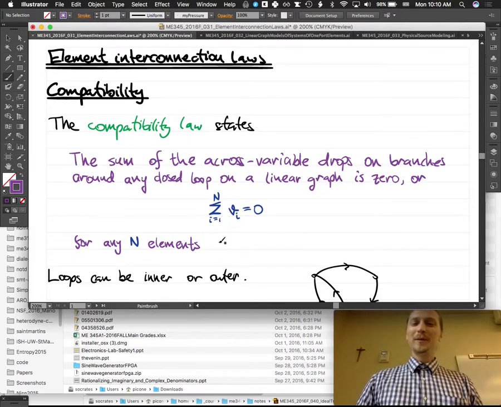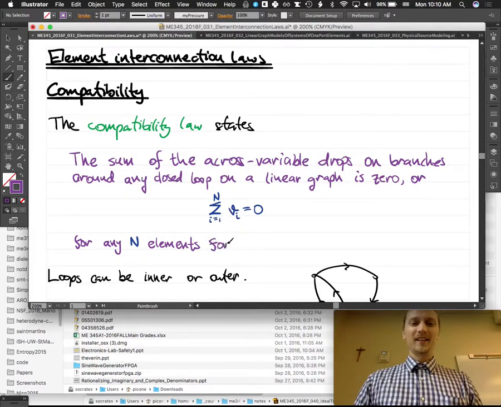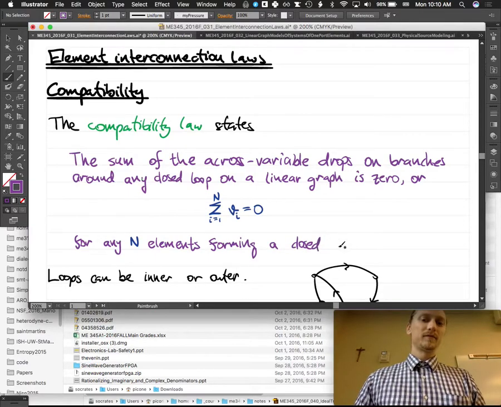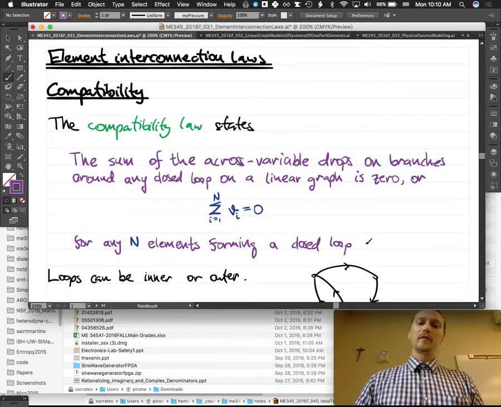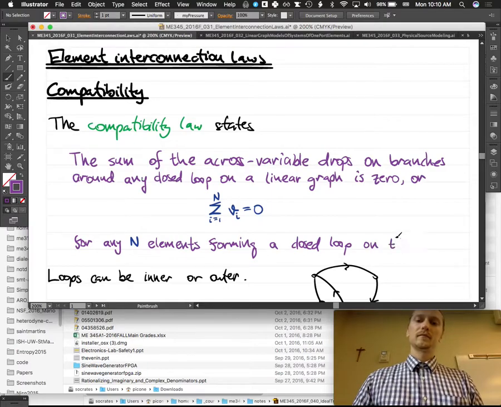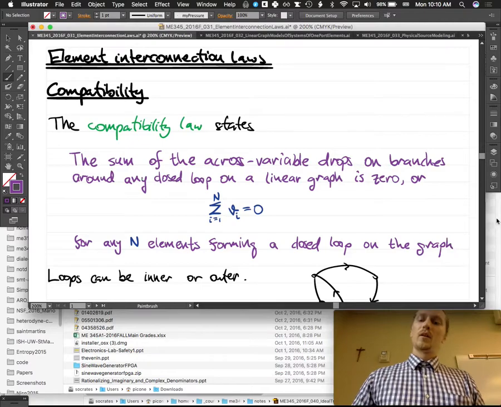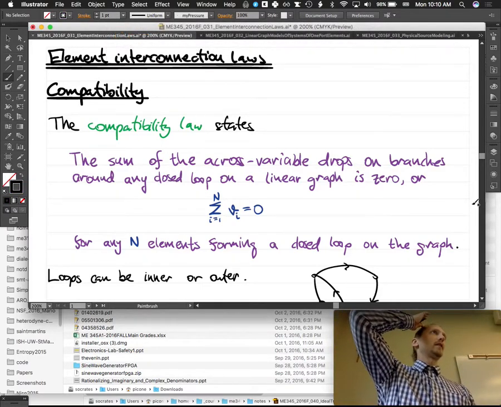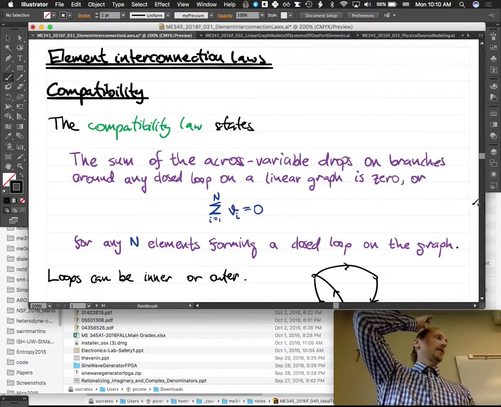Forming a closed loop on the graph. So, which of Kirchhoff's laws is a subset of this law? Voltage law.